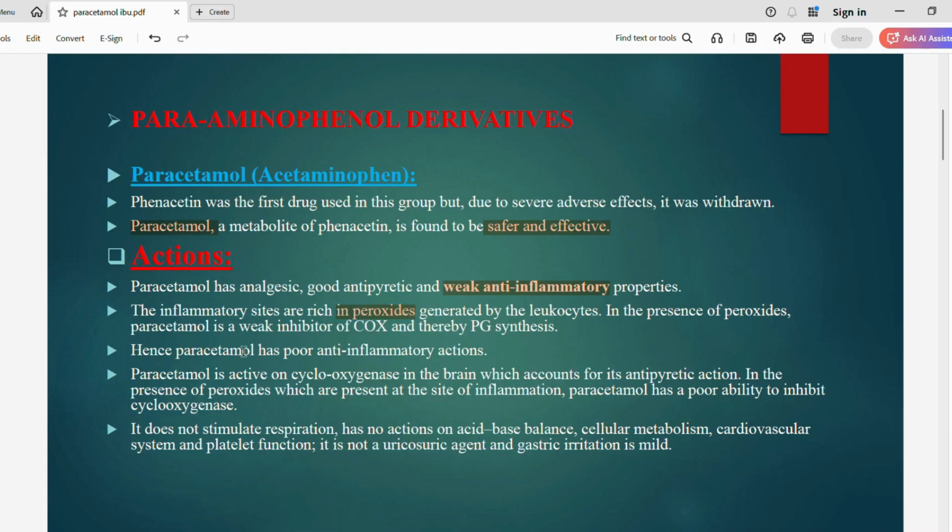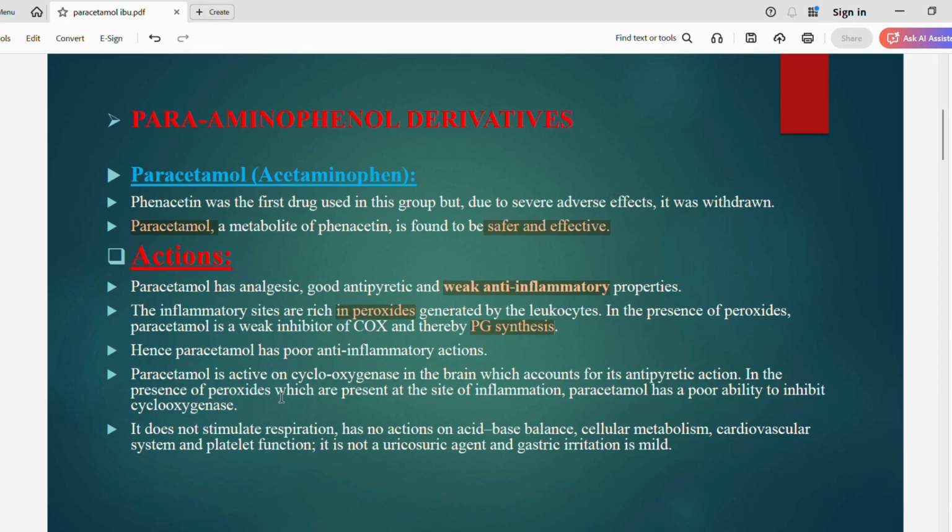Okay, due to peroxides there is a decreased activity of paracetamol on the COX, and hence if there is a decrease in the COX inhibition, then automatically there will be a decrease in the PG synthesis. Hence paracetamol has the poor anti-inflammatory action.